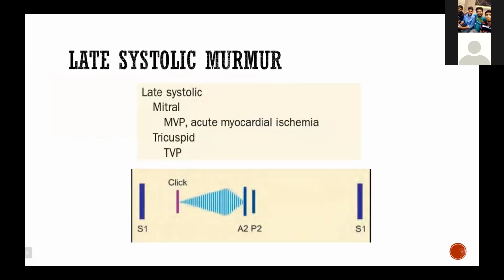So the next thing is a late systolic murmur. A late systolic murmur means the murmur is seen in the later part of systole and will end before S2. And this is more or less always seen in mitral valve prolapse. So why is it so? Why is it only seen in the later part of systole?